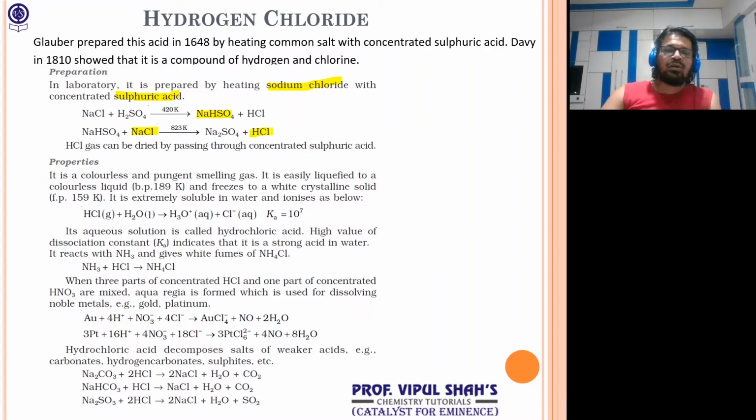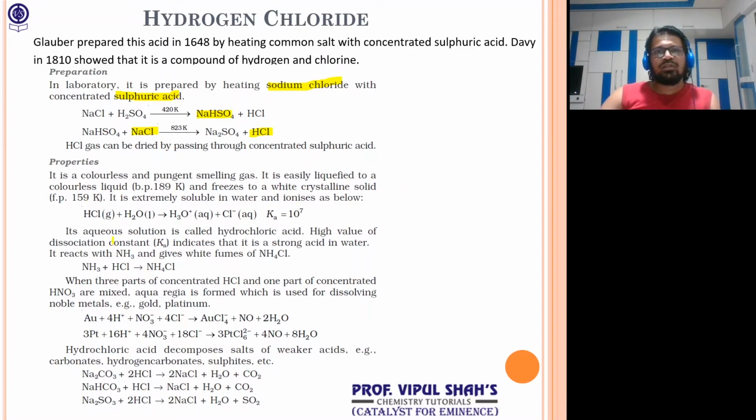This method is also called the salt cake method. Catch the word, salt cake method. Please note here why: because the NaHSO4 formed, sodium hydrogen sulfate, forms an insoluble salt coating. That's why it's also called the salt cake method. That's one. And HCl is dried and passed through sulfuric acid. It is a colorless, pungent-smelling gas, and it is liquefied.